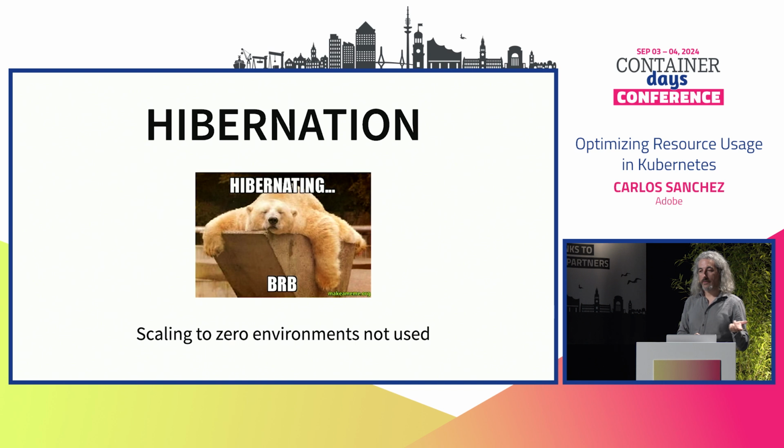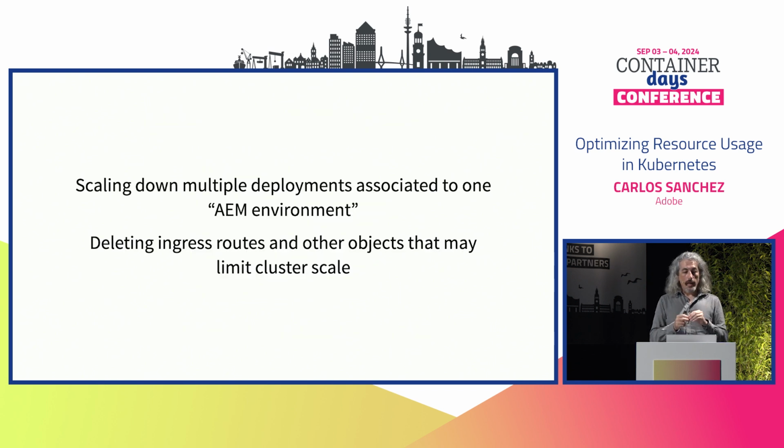One thing that is not on the Kubernetes ecosystem that we built ourselves was hibernation, which is scaling down to 0 for environments that are not used. We have multiple deployments that are associated with an AM environment that we scale down if there's no request incoming for a period of time. And this is for sandboxes that we call development environments, things like that, either internal or customer.